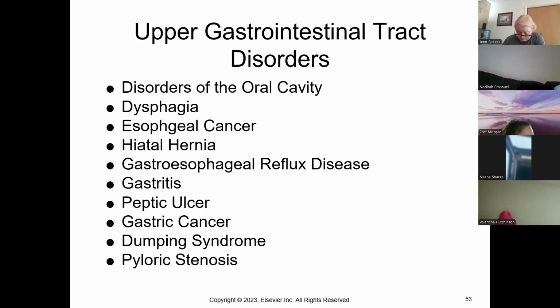So there are a few disorders of the upper GI tract. It can include the oral cavity, dysphagia, esophageal cancer, hiatal hernias, GERD, gastritis, peptic ulcer, gastric cancer, dumping syndrome, which they also might refer to as short bowel syndrome, and pyloric stenosis.